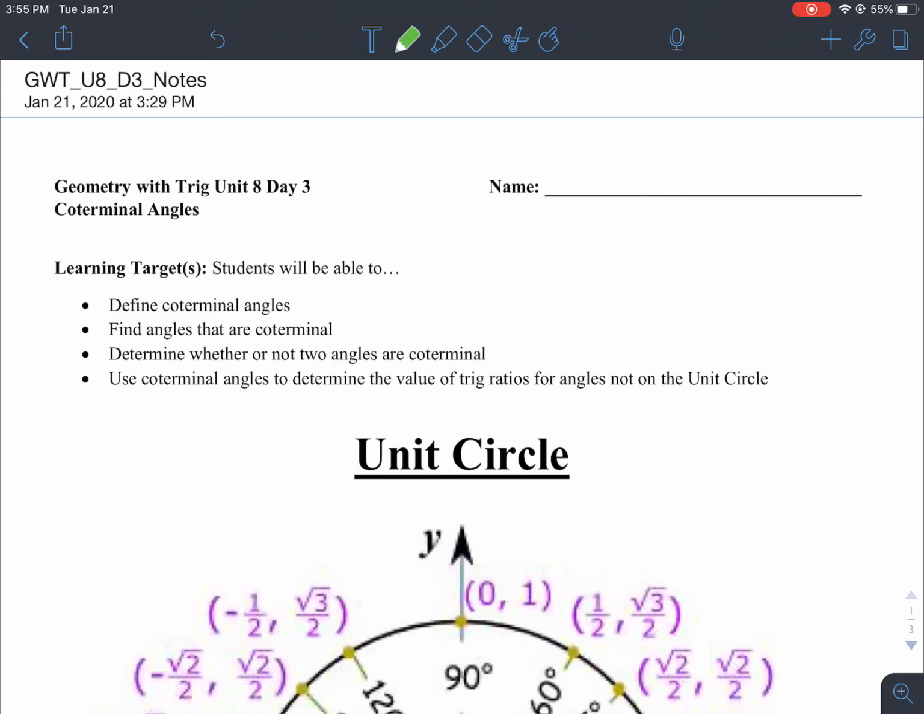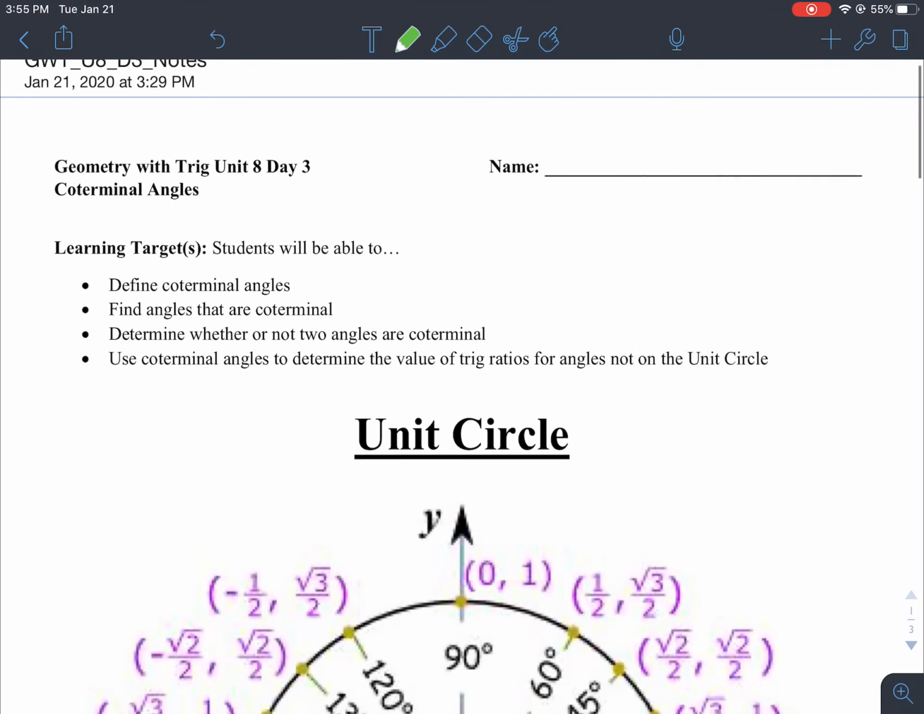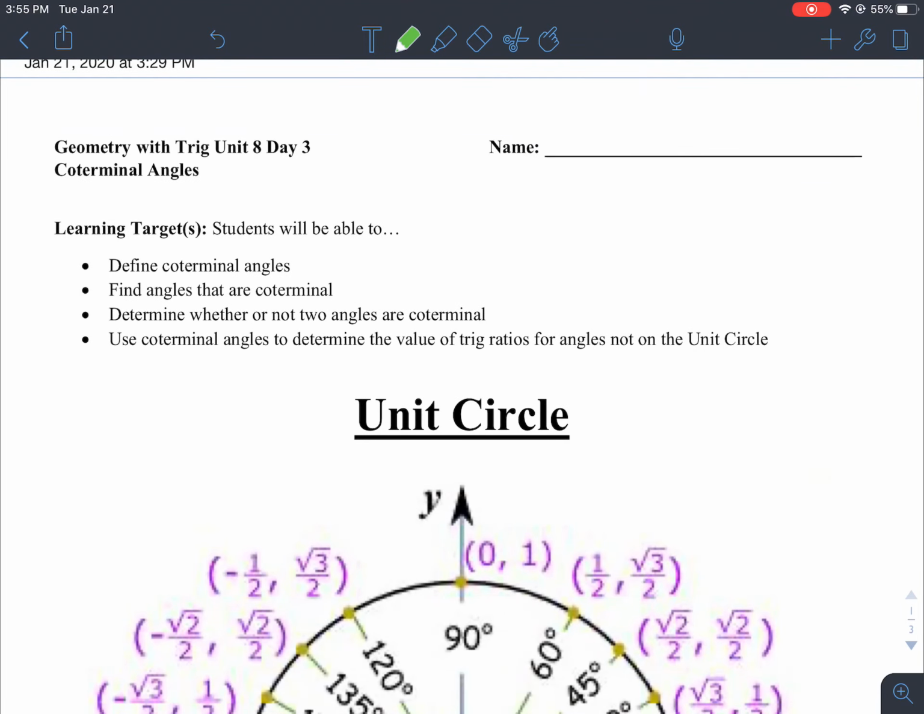Hey ladies and gentlemen, this is going to be our video lesson for GeoTrig Unit 8 Lesson 3, which is on coterminal angles. So you can see from our learning targets there's a couple things that hopefully you'll be able to do by the end of this lesson.